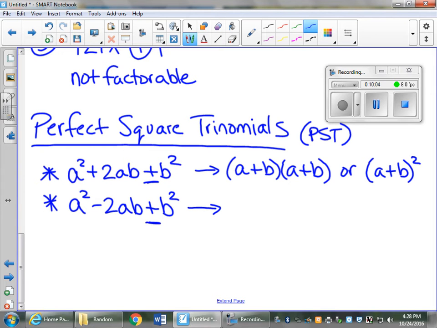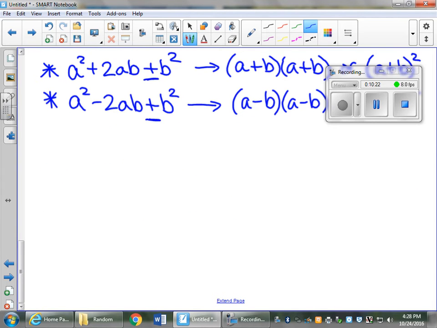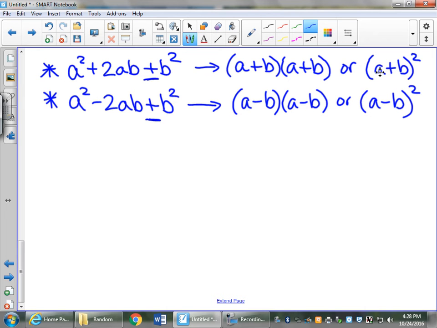The difference with the second formula, because the middle term is negative, that means we're going to have a minus b for both, or a minus b to the second power. It's called the square of a binomial. We're squaring a binomial factor. So if we put this into practice, I'll show you how it works.